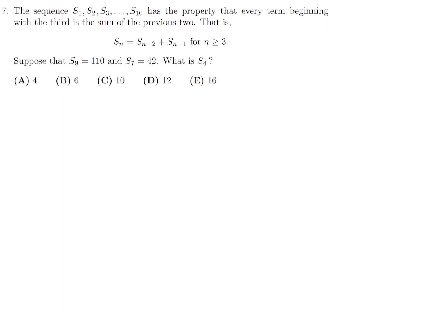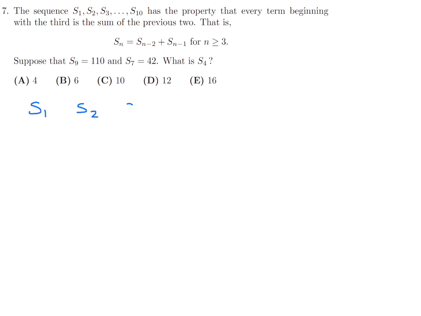The sequence S1 to S10 has a property that every term beginning with the third is the sum of the previous two. That is, Sn is equal to Sn minus 2 plus Sn minus 1 for n greater than or equal to 3. Suppose that S9 is 110 and S7 is 42. What is S4?